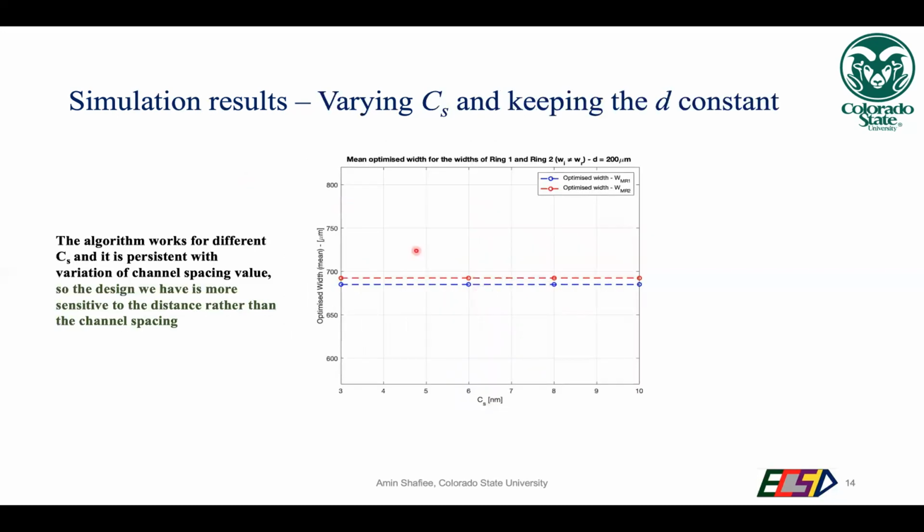In this plot, we kept the distance the same, 200 micrometer, and then we iterate over the channel spacing, and we can see that as we increase the channel spacing, the optimized widths of ring 1 and ring 2 stay the same. So we can see that the design that we have is more sensitive to the distance between the rings rather than the channel spacing that we want.